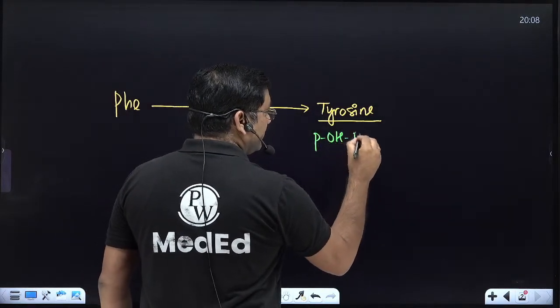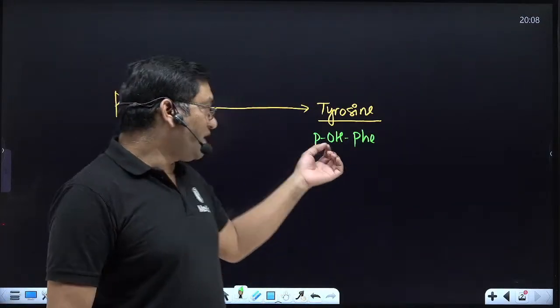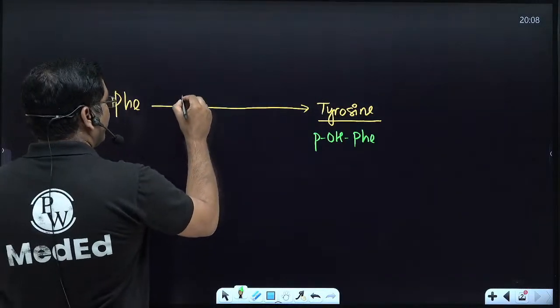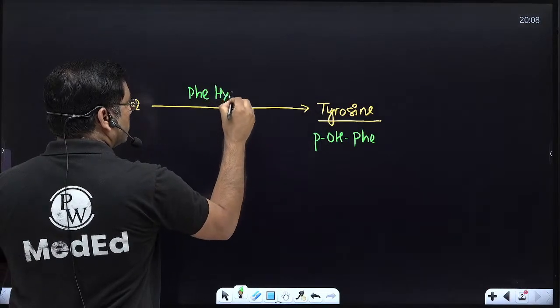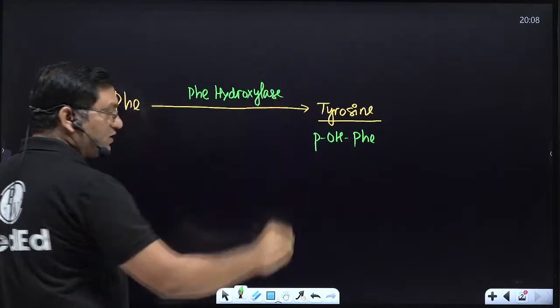Para-hydroxy phenylalanine. This is another name. Hydroxyl group at the para position of phenylalanine. This reaction is catalyzed by phenylalanine hydroxylase, a monooxygenase.